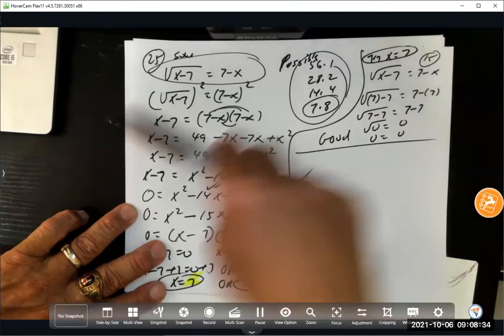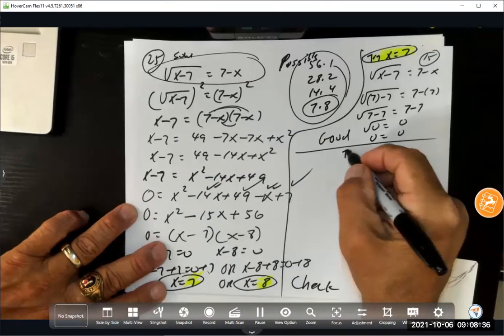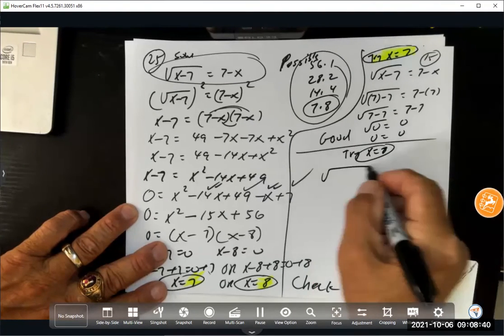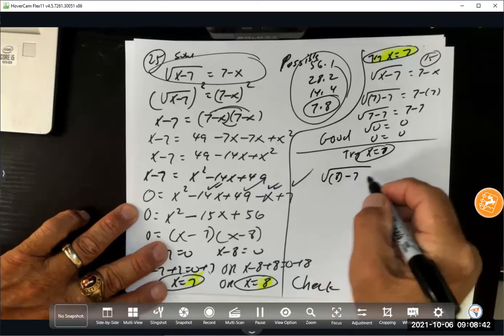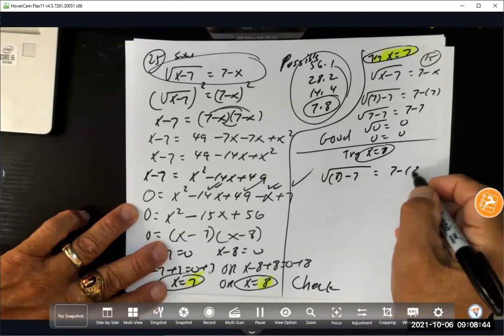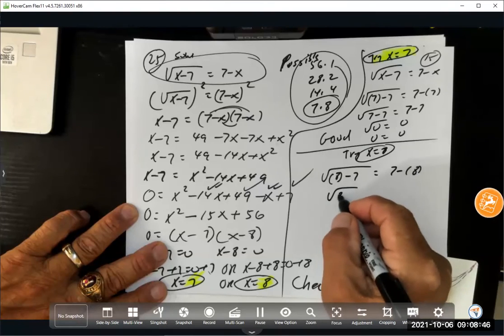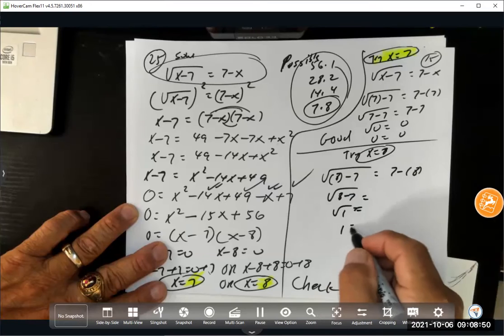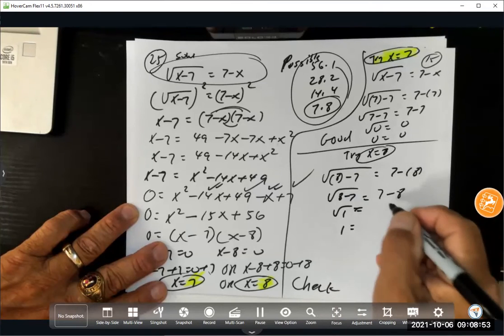All right, now I'm going to try the other answer. x equals 8. Does that one work? I don't know. Let's see. It's going to be 8 minus 7 and 7 minus 8. This is going to be 8 minus 7, the square root of 1. That's just going to be a 1. And 7 minus 8. What's 7 minus 8?